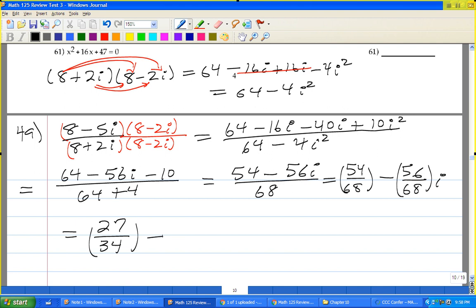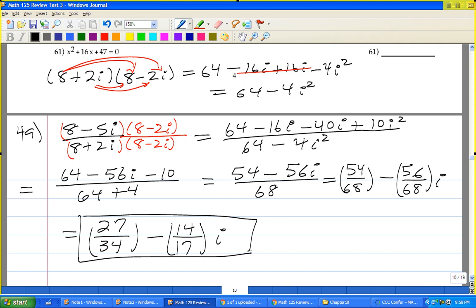Next, let's simplify this. The 56 over 68. And so let's divide both numerator and denominator by 4. And so 56 divided by 4, 14. 68 divided by 4, 17. And that is your answer. That's your answer written in standard form.